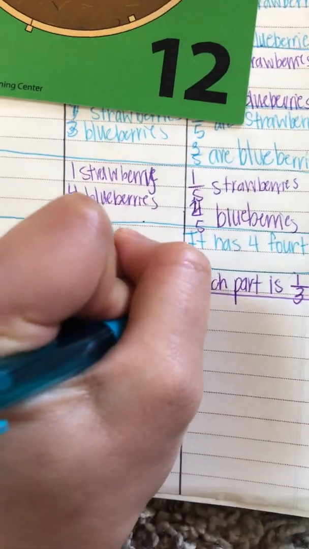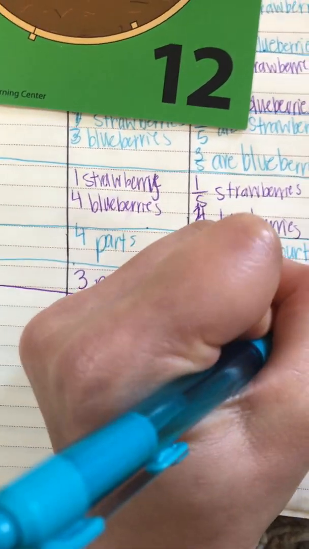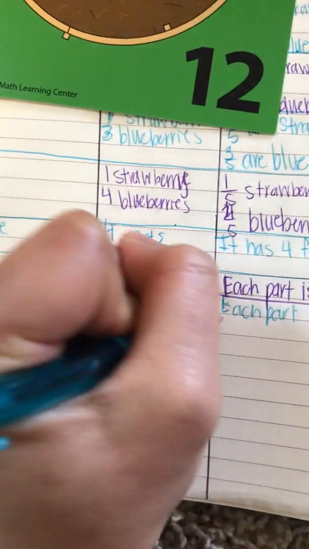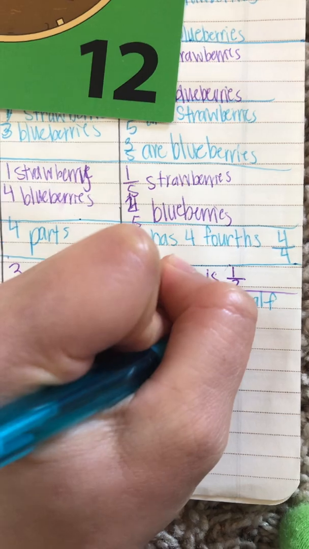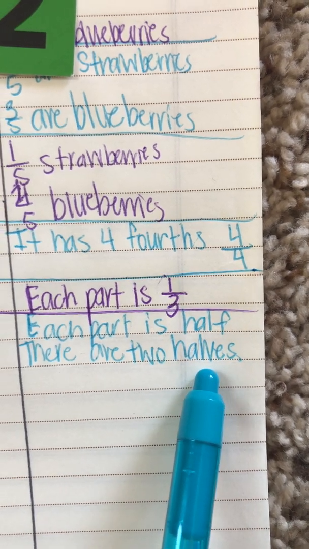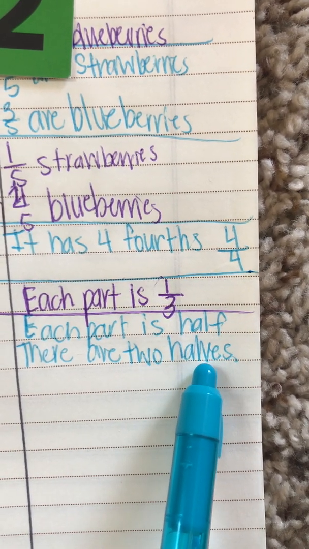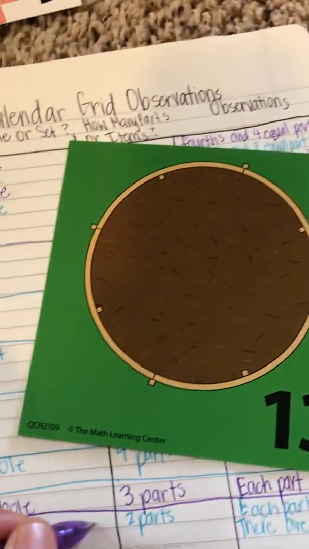Each part is half. Or there are 2 halves. That's how you spell halves. Half is F, halves, plural. And remember, you change the F to V-E-S. That's a plural noun.